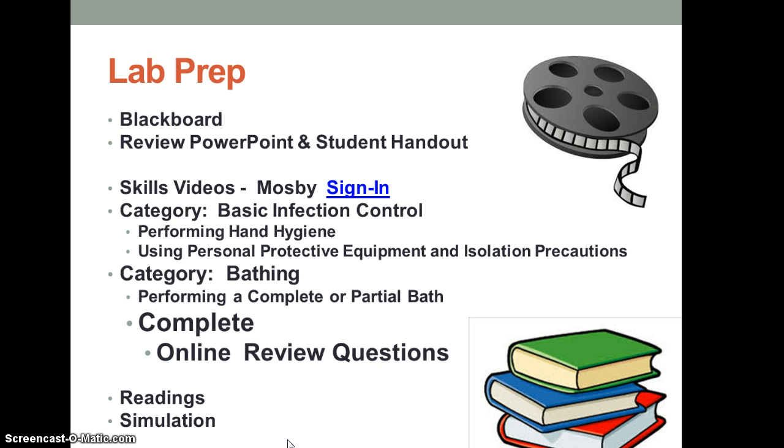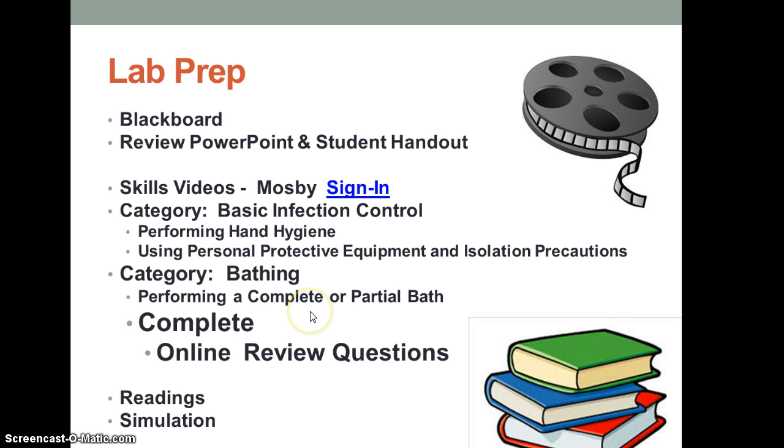There's a student handout under Lab Prep, and that includes all the readings, objectives, what you need to do as far as the skills videos, reading, what you need to bring to lab and that sort of thing. So I would really take a look at those student handouts for each lab to prepare yourself. For this one here, for Mosby's, you can sign in here if you want to get to the skills videos. There's 3 videos that you need to watch and complete the online review questions under the basic infection control category, hand hygiene and PPE, isolation precautions, and under bathing category, performing a complete or partial bath.